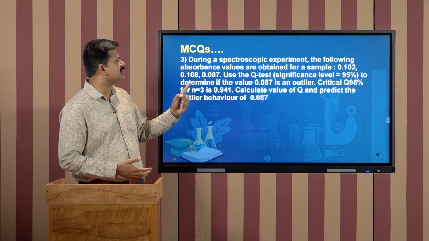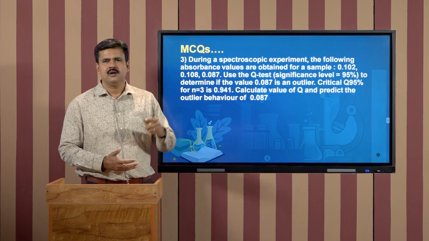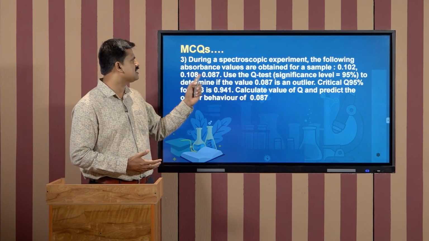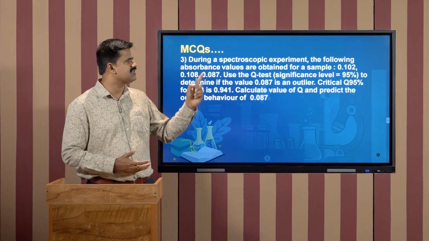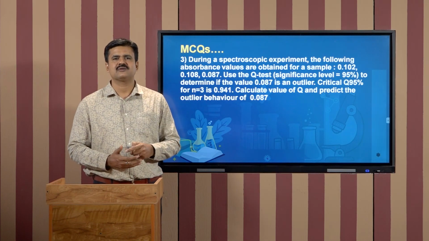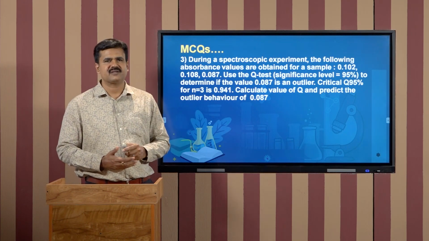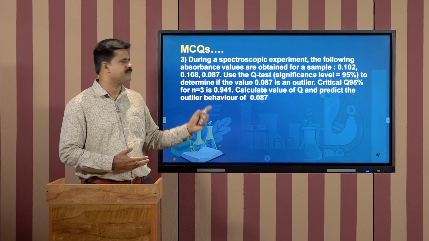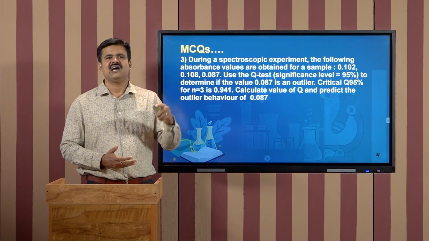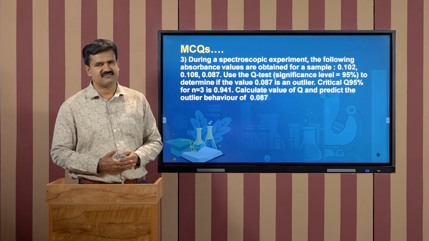Moving on to another MCQ. During a spectroscopic experiment, the following absorbance values are obtained for a sample. The values are 0.102, 0.108, 0.087. Use the Q test at significance level 95% to determine if the value 0.087 is an outlier. Critical Q at 95% for n equal to 3 is given, that is 0.941. Calculate the Q value and predict the outlier behavior of 0.087.